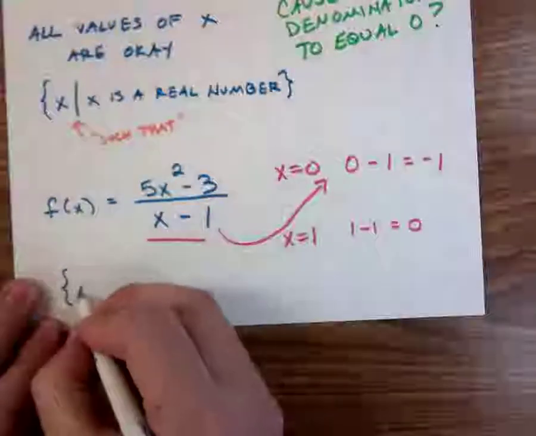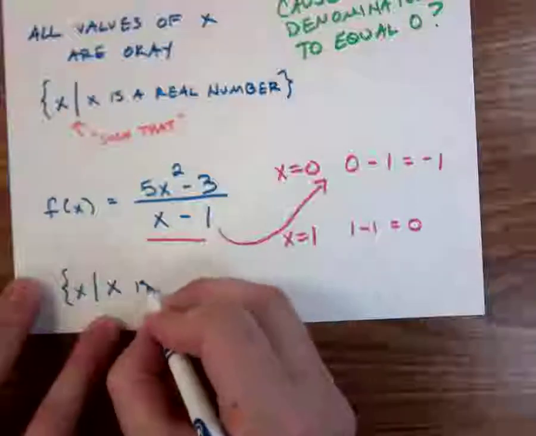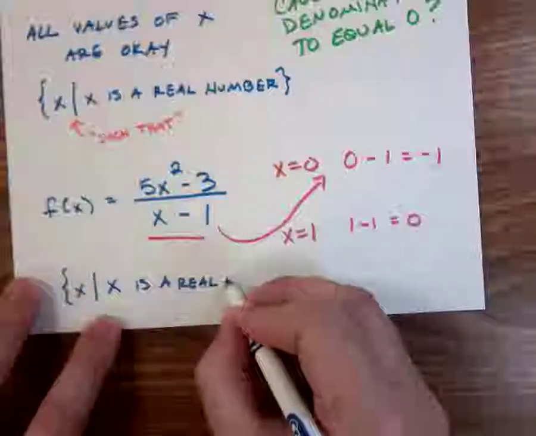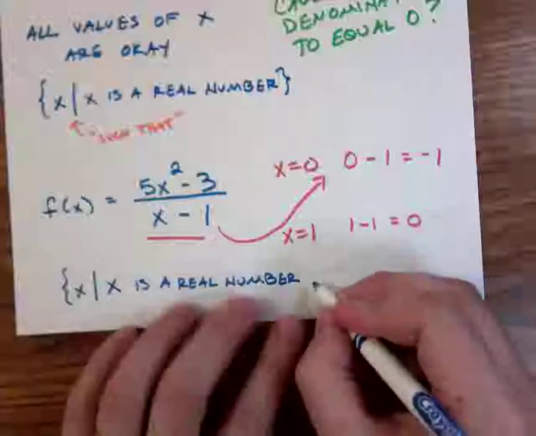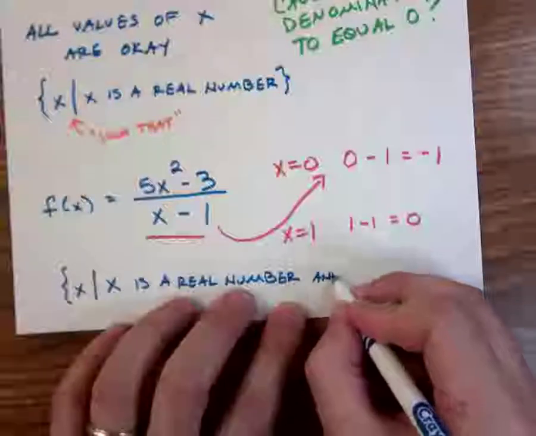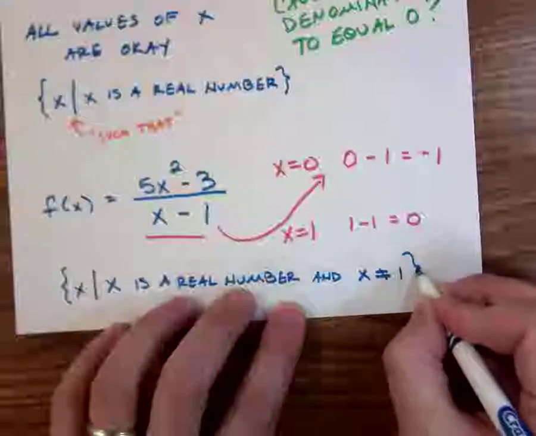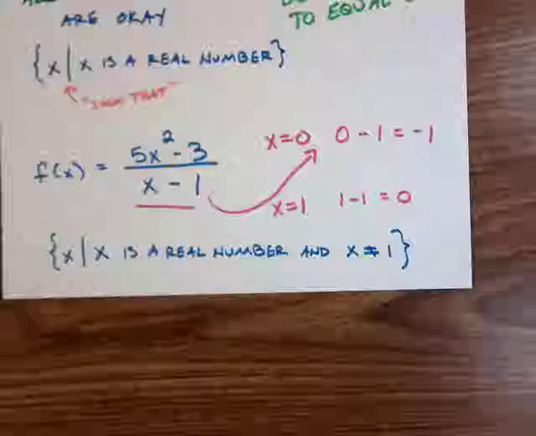The domain is x such that x is a real number and x does not equal 1. And that's how I'd write the domain of that problem. X can be any number you want to, except 1.